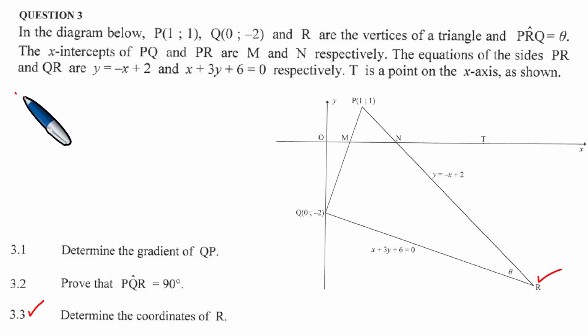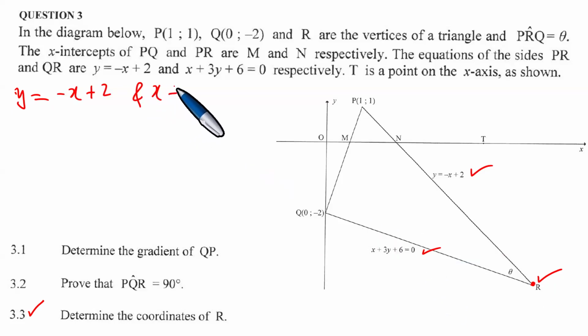So in 3.3, we need to find the coordinates. These are like simultaneous equations. This is the equation of this line and this one, and they're intersecting here. There's a point of intersection. You need to find the coordinates of R, so you need to solve this simultaneously. One of the equations is y = -x + 2, and the other equation is x + 3y + 6 = 0.